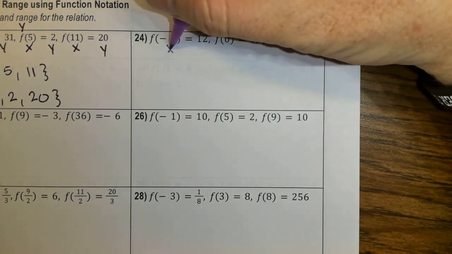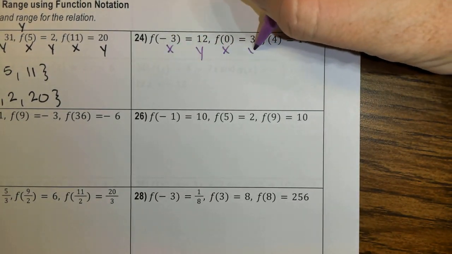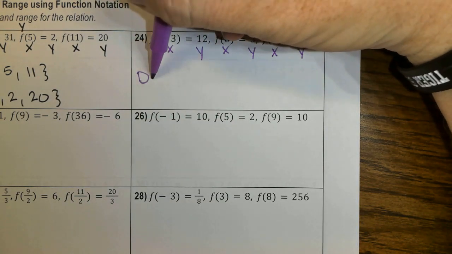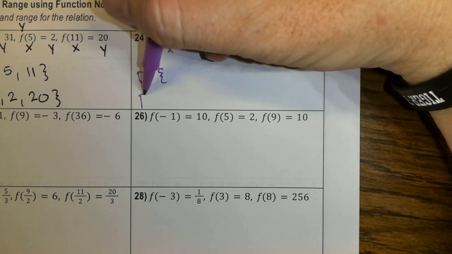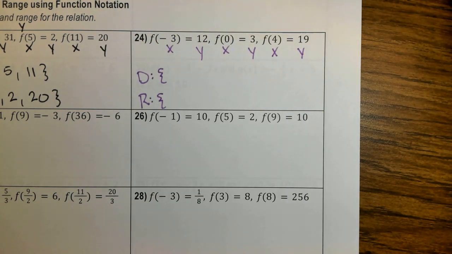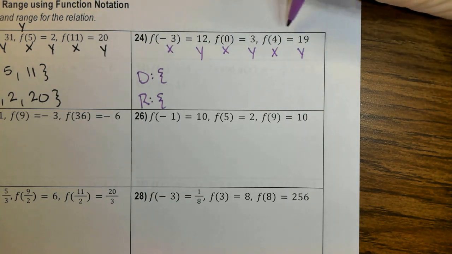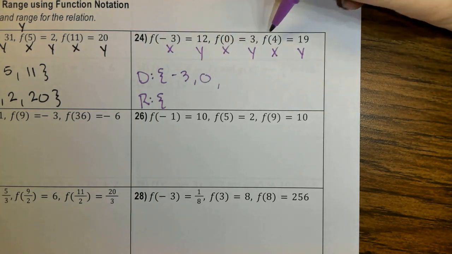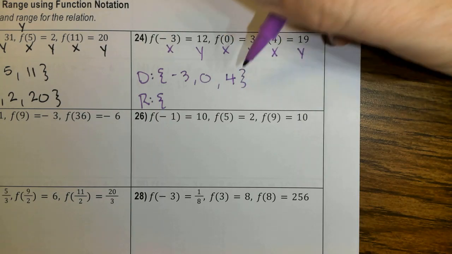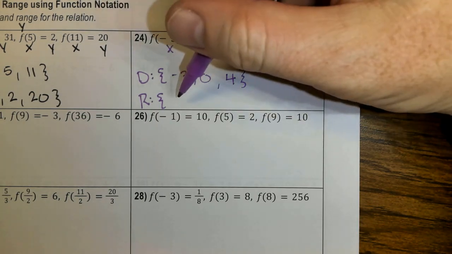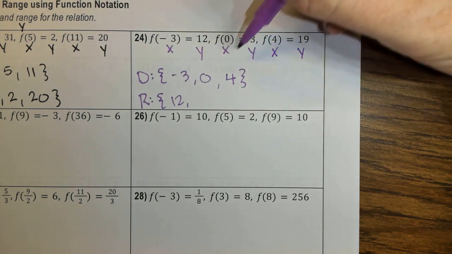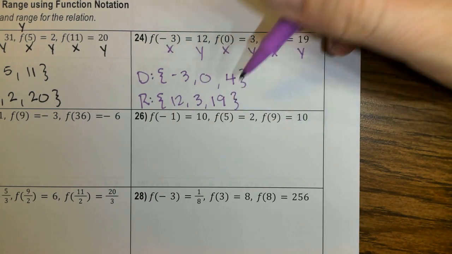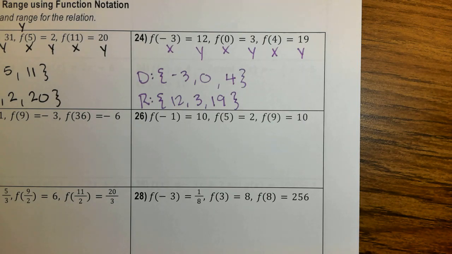Okay, 24, I have x, y, x, y, x, y. So I have domain, fancy bracket, range, fancy bracket. So domain is all my x's. So I do negative 3, 0, and 4. And my range is all my y values. So I have 12, 3, and 19. And I'm done with 24.